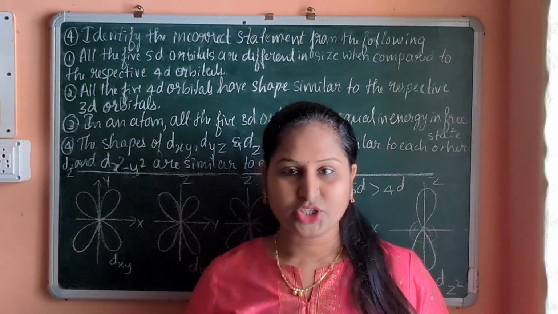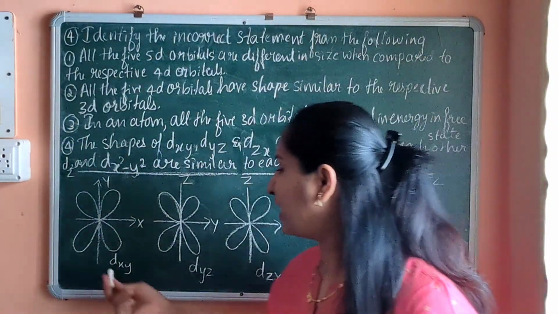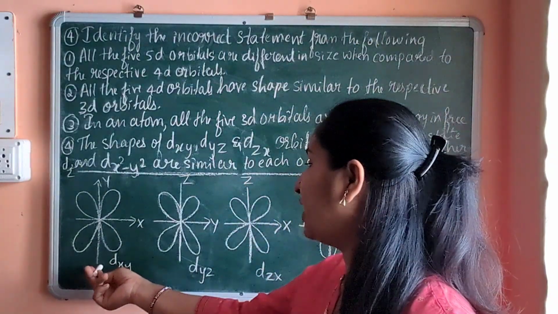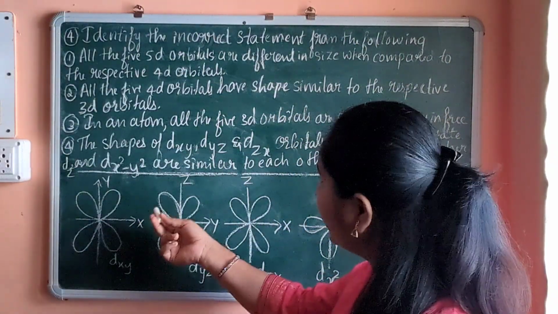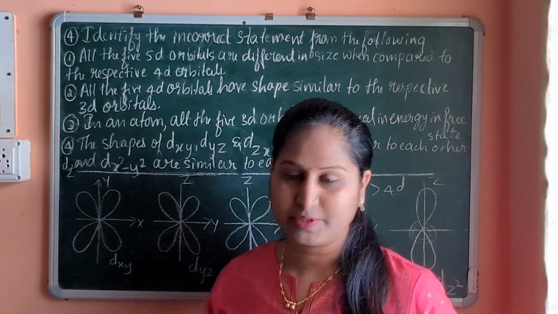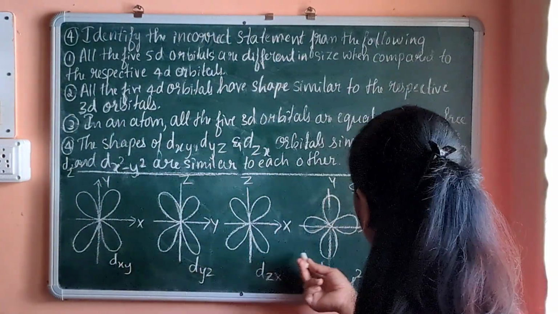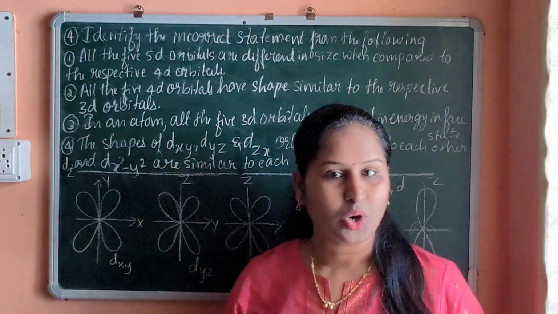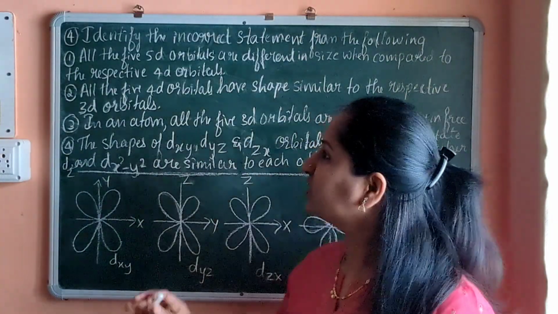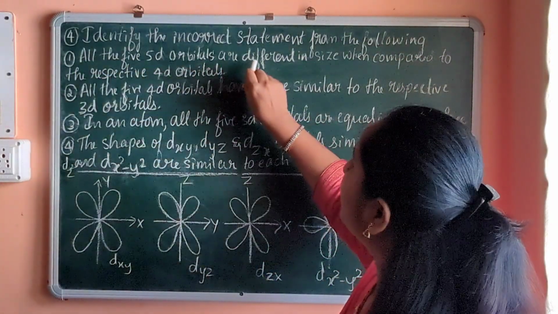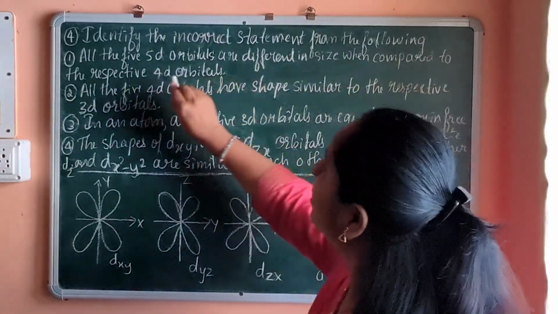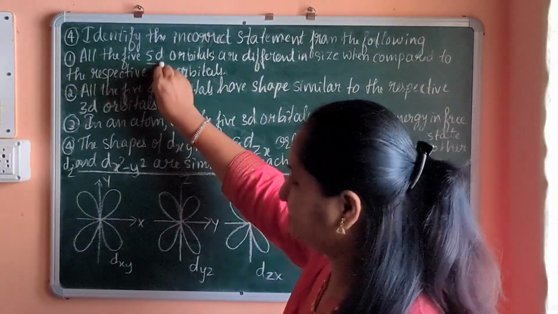So, we will see the shape of the orbital here. Firstly, I have drawn here dxy, which is along the x and y axis. So, there will be 5 d orbitals, and I have drawn the shapes of all 5 d orbitals. Okay. So, now first let me read out this first statement. All the 5d orbitals are different in size when compared to the 4d orbitals.